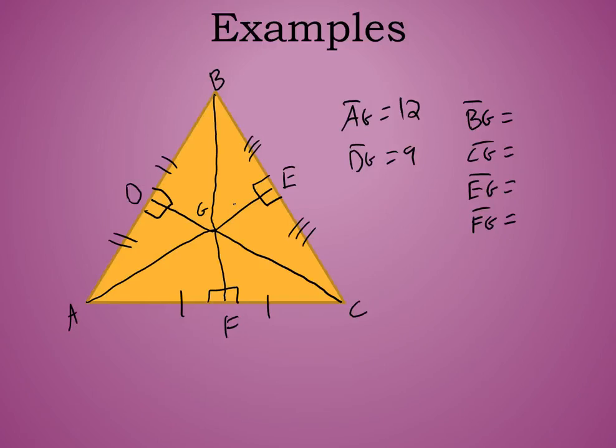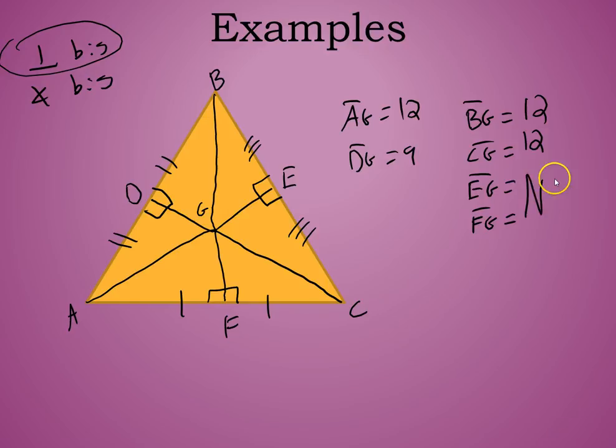When you're solving problems like this, you need to identify whether you have perpendicular bisectors or angle bisectors. In this case, we have perpendicular bisectors. I have no angle bisectors. So that means my lines from the vertex to the circumcenter will all be equal. If AG is 12, BG and CG are also going to be 12. The other perpendiculars themselves we don't know anything about, so even though this is 9, I cannot figure this out. EG and FG are both going to be a no solution case.